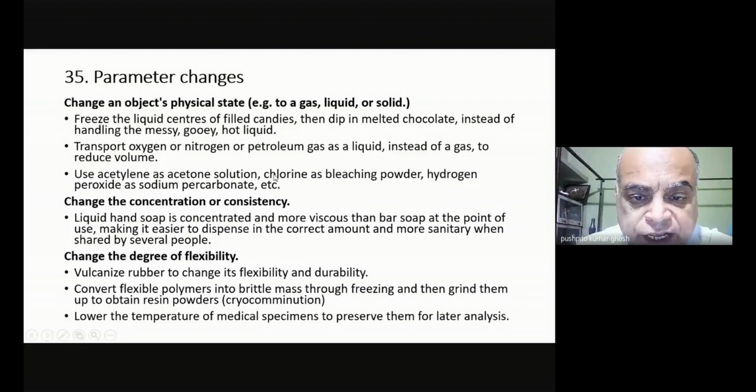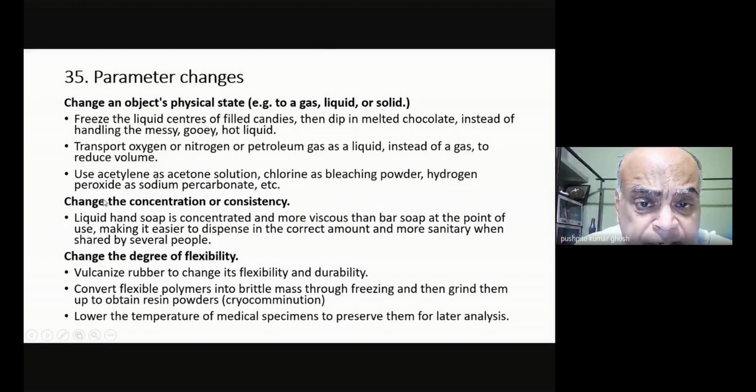Take another very interesting example, parameter changes. If you have to transport oxygen or nitrogen or petroleum gas, and you try to transport it as a gas, obviously the volume requirement would be much higher. So you try to liquefy these, so that the volume reduces dramatically. Similarly, we have learned, for example, that when you react chlorine with alkali, it forms bleaching powder. It does the job of chlorine, but you don't have chlorine there. Or hydrogen peroxide reacting with sodium carbonate to form sodium percarbonate, which is used in detergents. You're not using hydrogen peroxide directly. So what did you do? You did a parameter change: you changed the physical state from maybe a liquid to a solid, or a gas to a liquid, or whatever.